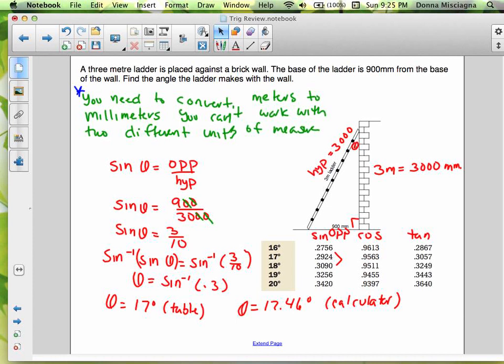So in the next video, we're going to learn how to solve for everything, sides, angles, everything, right? So come back for that. But this is the end of solving for missing angles, because it's really just that easy.